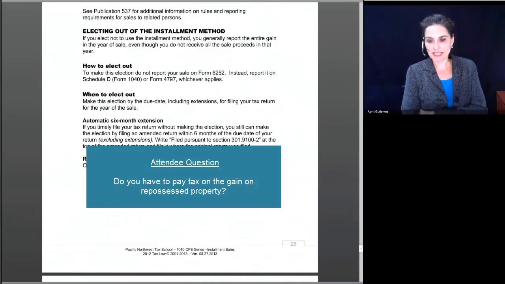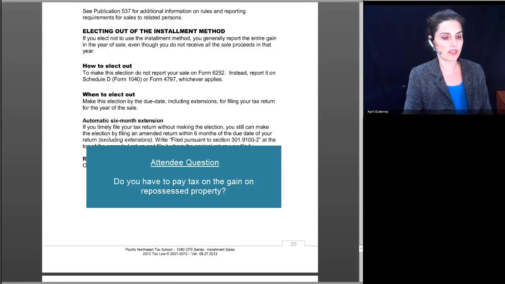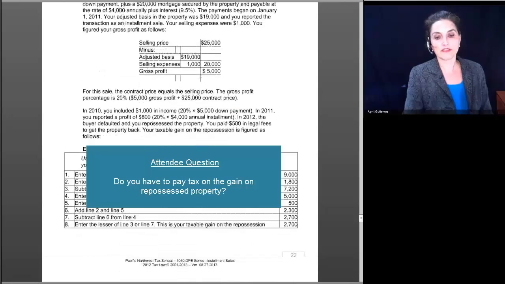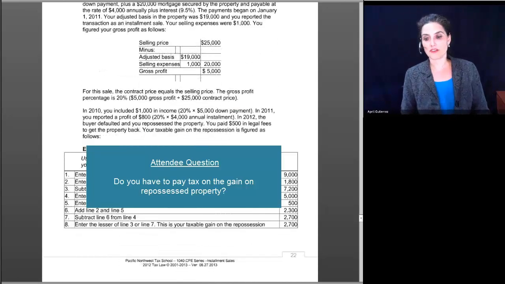And it says here, do you have to pay tax on the gain on repossessed property? And the answer is yes, Keith. That was what I was showing you there, is that whatever amount of gain is taxable is going to be included in your income for that year, and it would be taxed at whatever rate applies to the income.